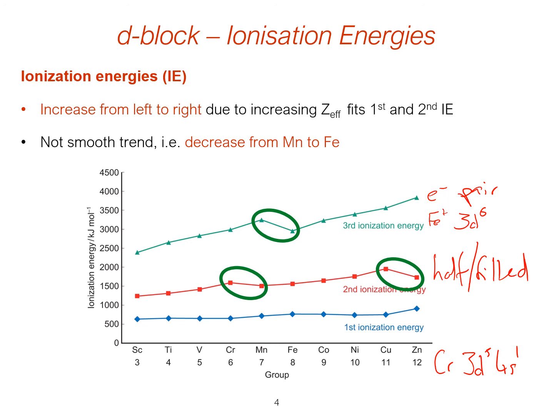And this will be important in the next lecture as well, because we're going to be looking at oxidation states in the next lecture. And obviously oxidation states are really closely tied to ionization energy because they're losing electrons. So we'll come back to this in the next video also.